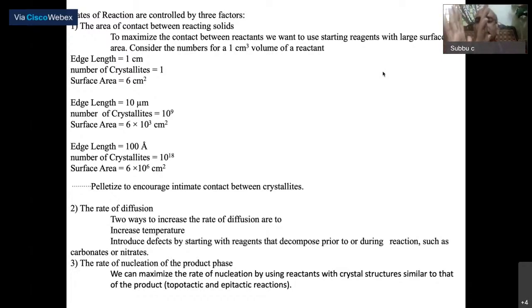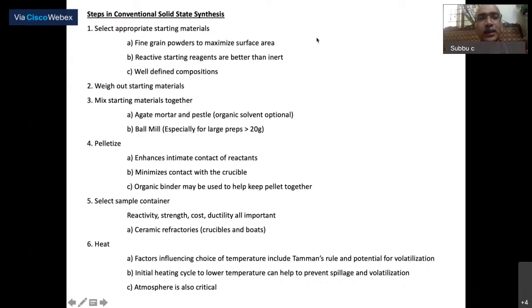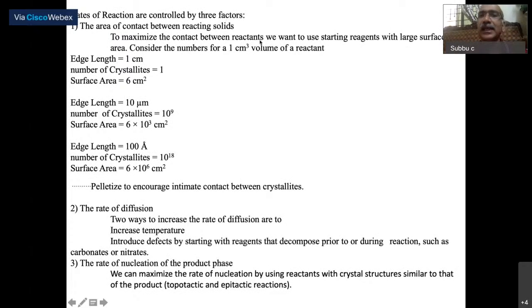Now I have ground the solid very small, so that it became like this. When I increase the surface area, the interfacial area, this area becomes more. That means previously you needed 1000 degrees, and now you don't need 1000 degrees for this reaction. So when you decrease the crystallite size, you are increasing the area of contact.